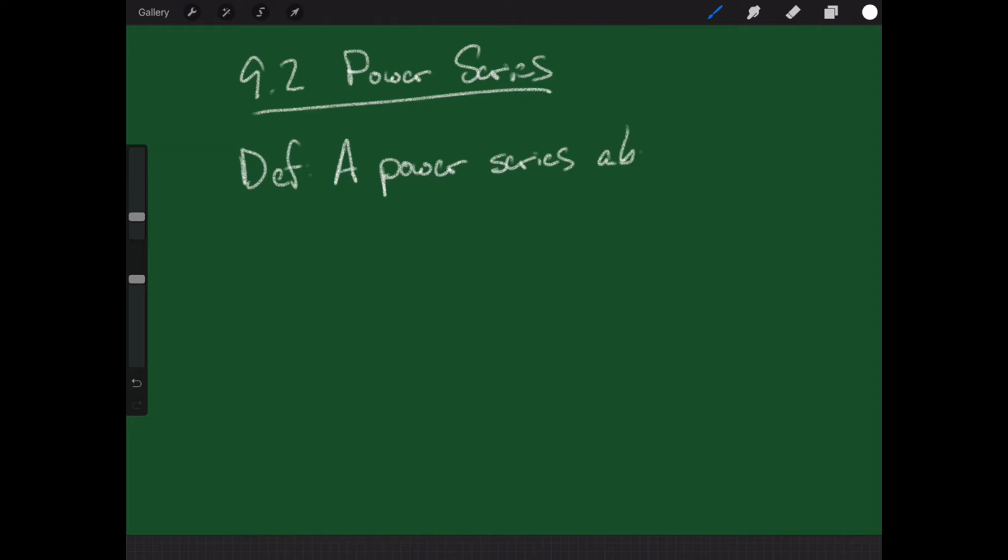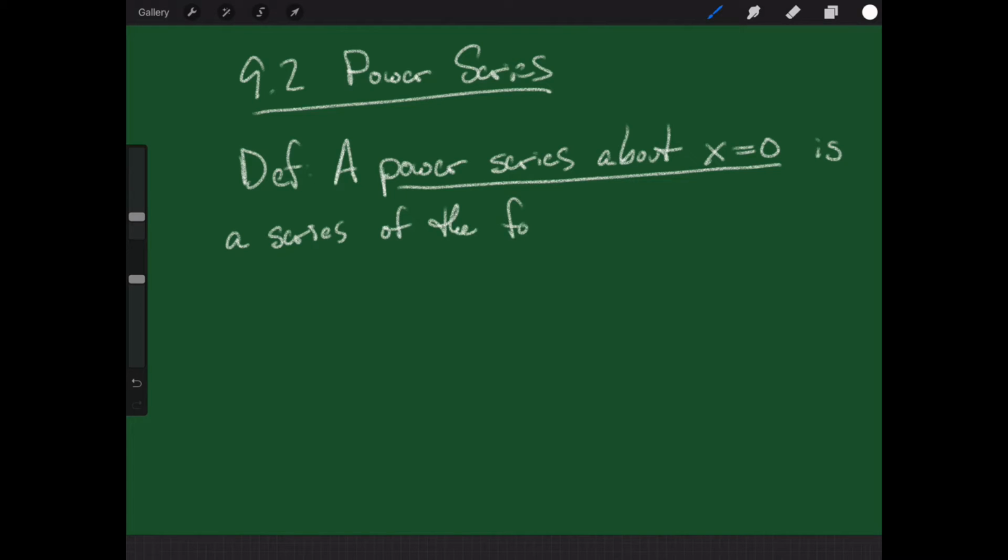about a point x equals 0 is a series of the form, we say this is the sum going from 0 to infinity of c sub n times x to the n.